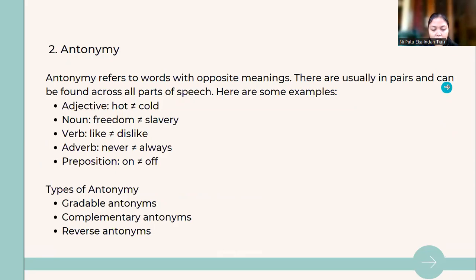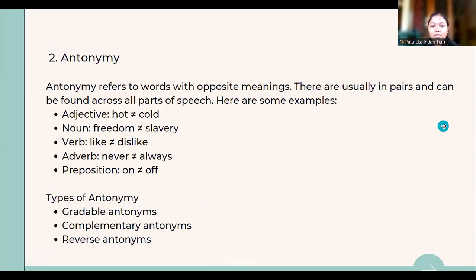The second type is antonym. Antonym refers to words with opposite meaning. They are usually in pairs and can be found across all parts of speech. Here are some examples. In adjective, there is hot and cold. Hot and cold have opposite meaning. And then in noun, there is freedom and slavery. Freedom and slavery have opposite meaning.